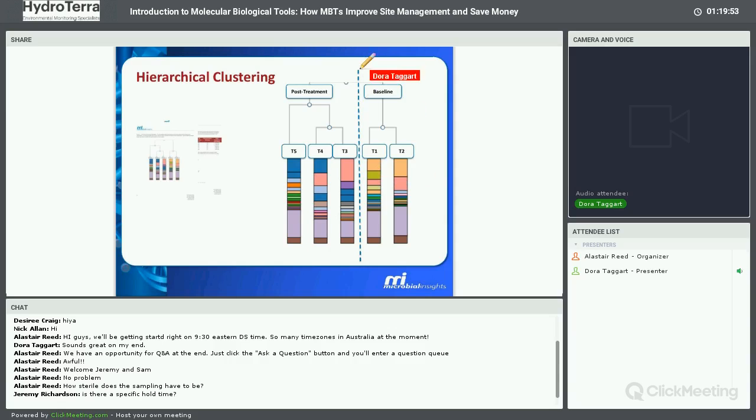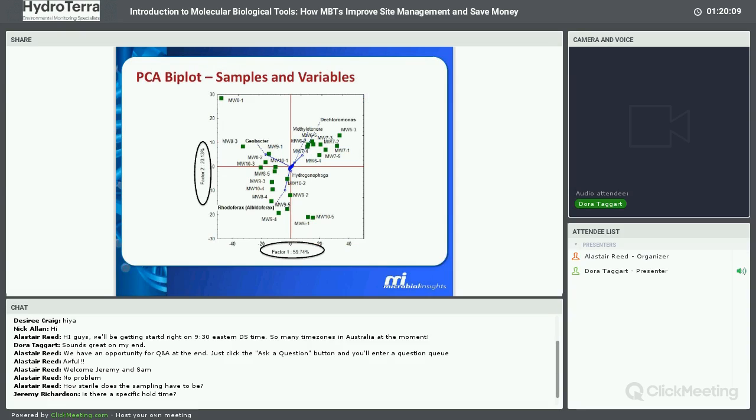For instance, you can see here this line that we've drawn down the middle. This is where the biggest division is between our two sample sets. And we can see that one is post-treatment, one is baseline. That's showing the difference between these groups. We can then use additional statistical analysis, such as principal component analysis, to help us understand what genera cause the organisms in those samples to group together.